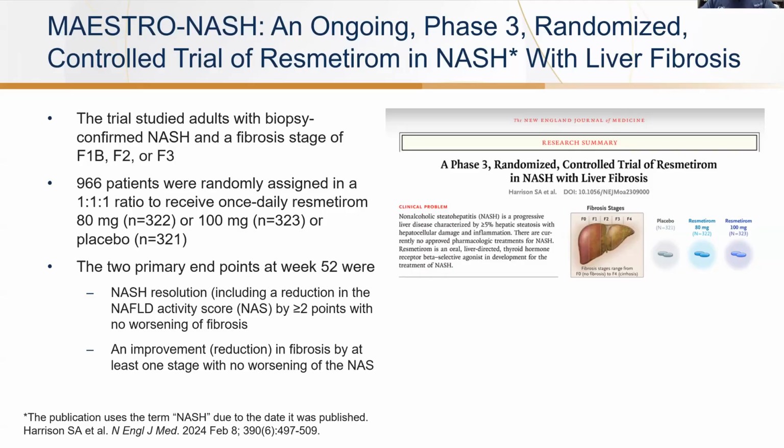966 patients were randomly assigned in a 1:1:1 ratio to receive once daily resmetirom at 80 milligram dosing, 100 milligram dosing, or placebo. The two primary endpoints at week 52 were evidence of NASH resolution, including a reduction of NAFLD activity score by at least 2 points with no worsening of fibrosis, and an improvement or reduction in fibrosis by at least one stage with no worsening of NASH.